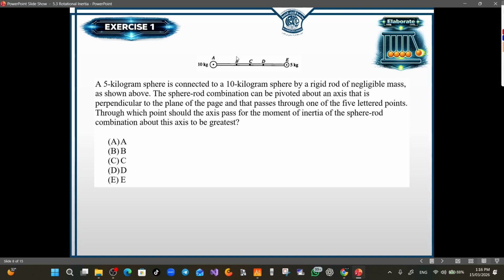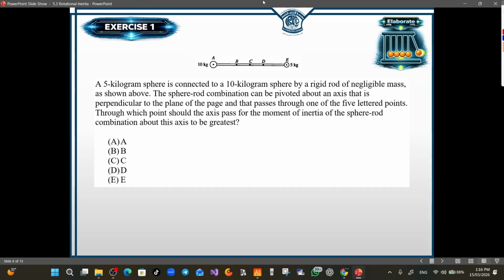The sphere rod combination can be pivoted about an axis that is perpendicular to the plane of the page, and that passes through one of the 5 lettered points. So it can pass through E, D, C, B, or even A. Through which point should the axis pass for the moment of inertia of the sphere rod combination about the axis to be the greatest? So here we are looking for a point such that, if the axis of rotation is passing through it, it will make the total moment of inertia of the system the greatest.